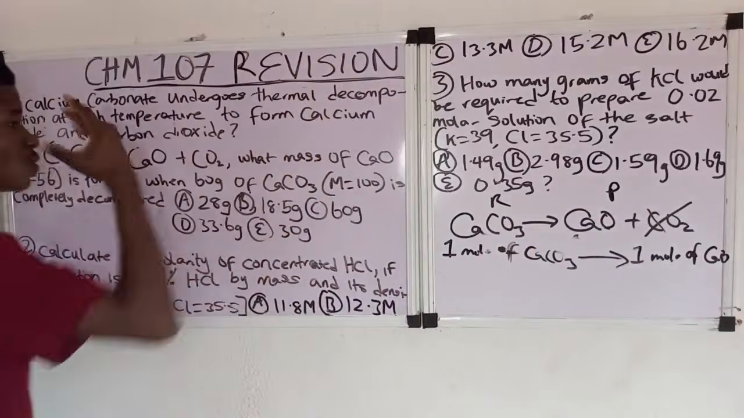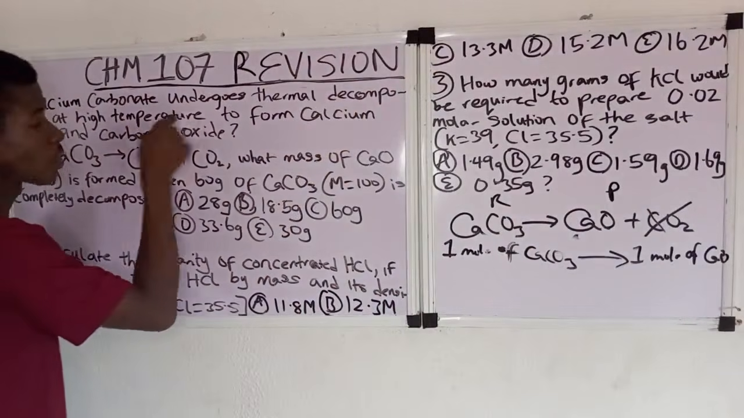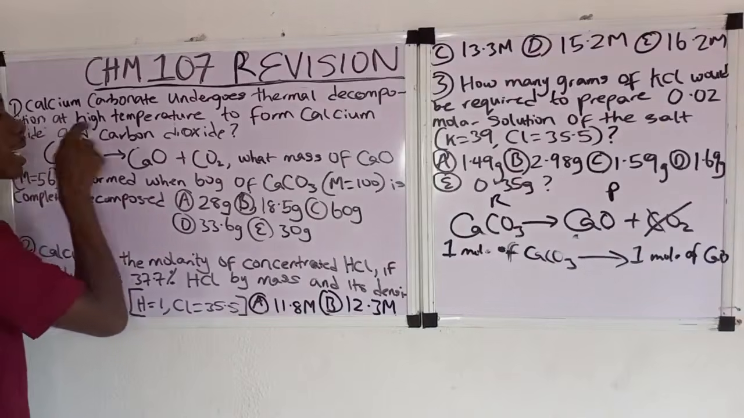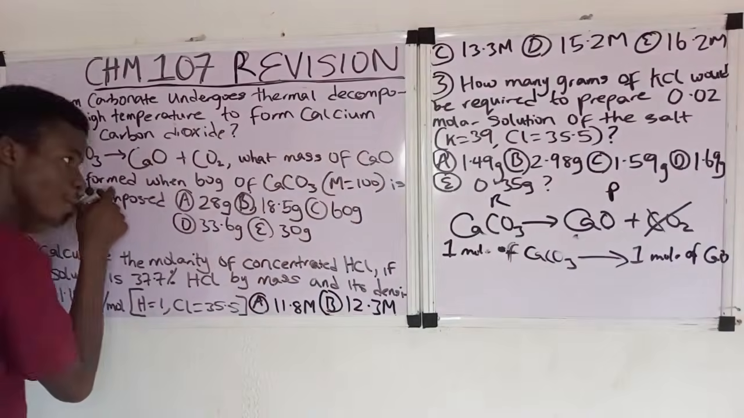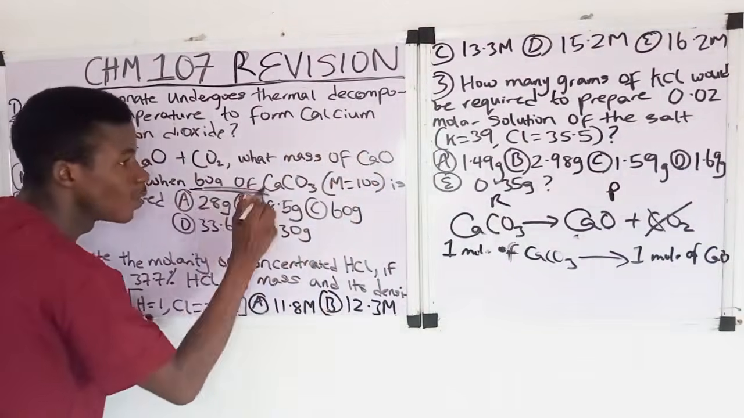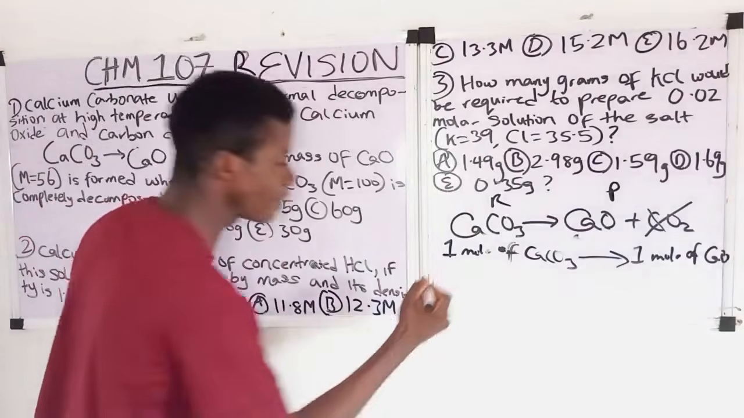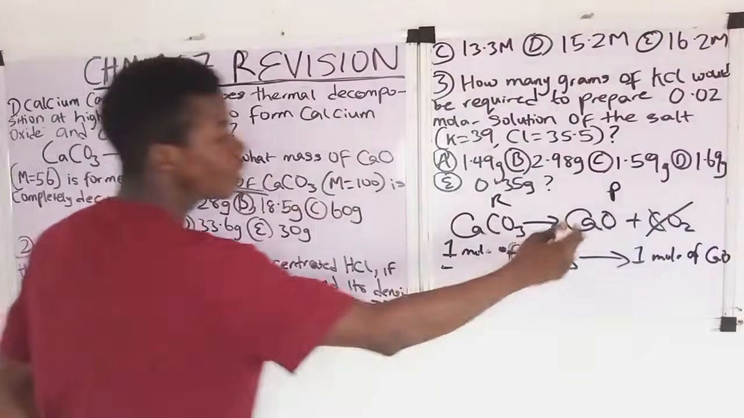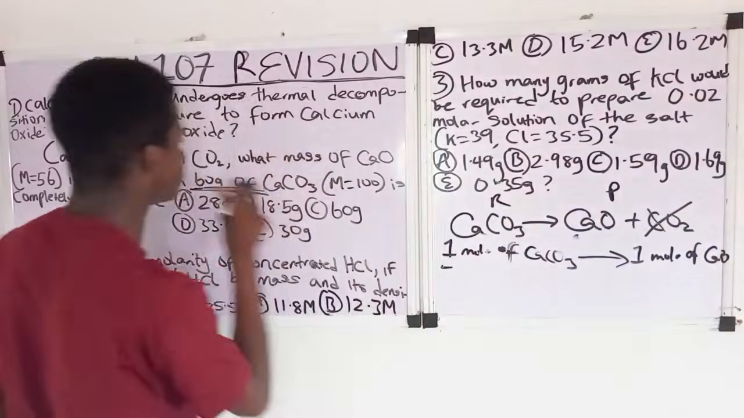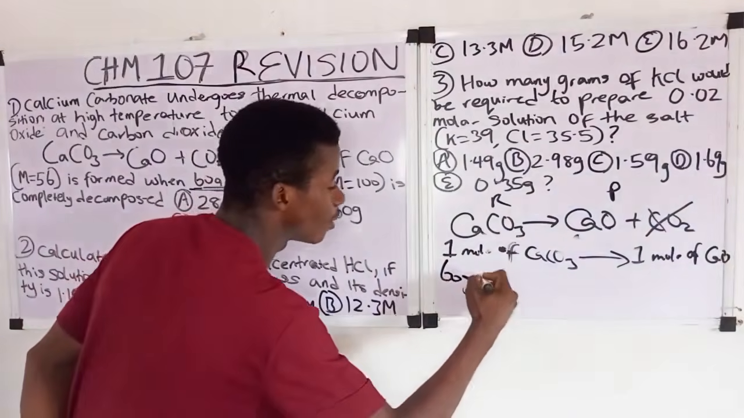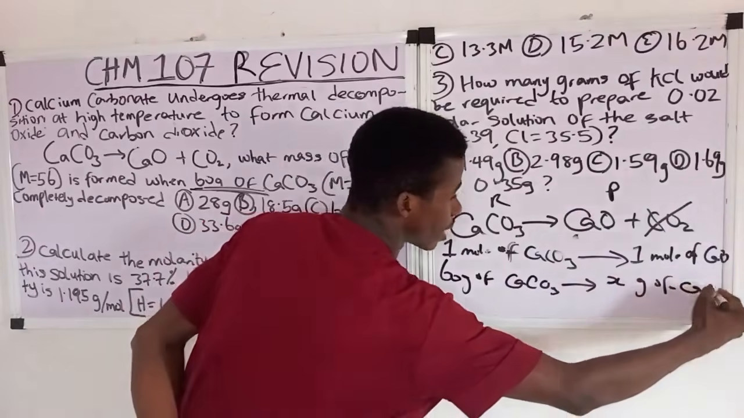Now we'll go back to the question. They said calcium carbonate undergoes thermal decomposition at high temperature to form calcium oxide and carbon dioxide. What mass of calcium oxide is formed when 60 grams of calcium carbonate is decomposed? Because we are looking for the mass of calcium oxide that is formed, am I going to do it like this? 60 grams of CaCO3 gives X grams of calcium oxide?